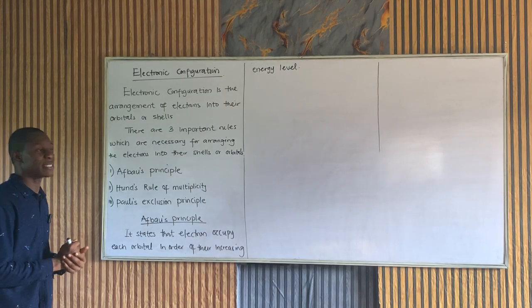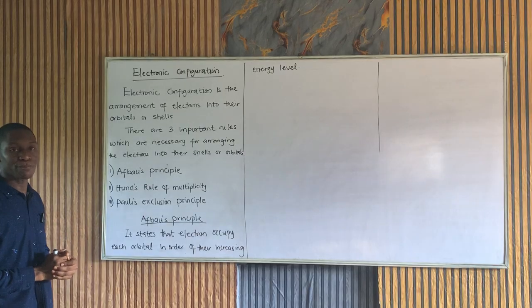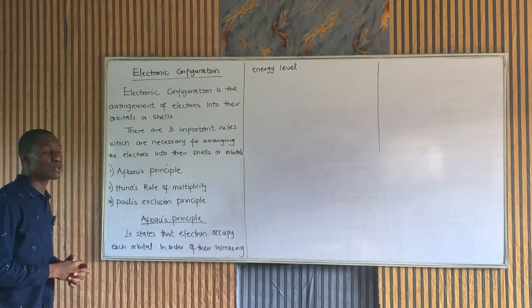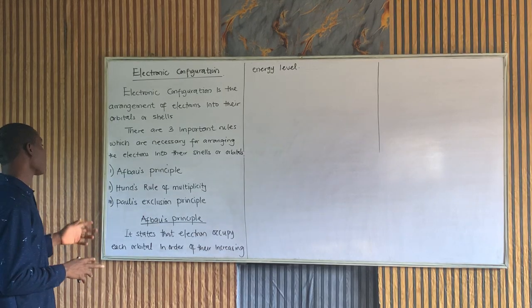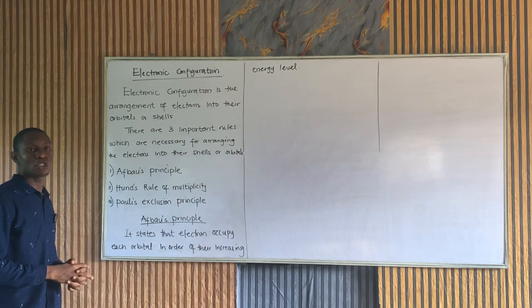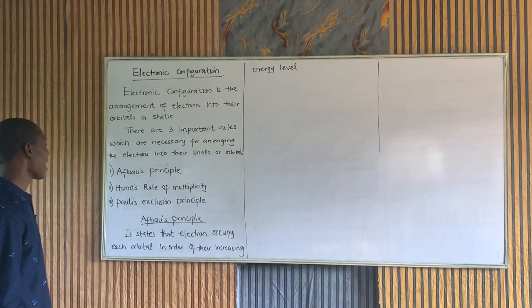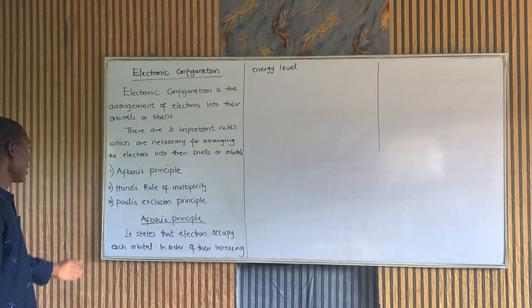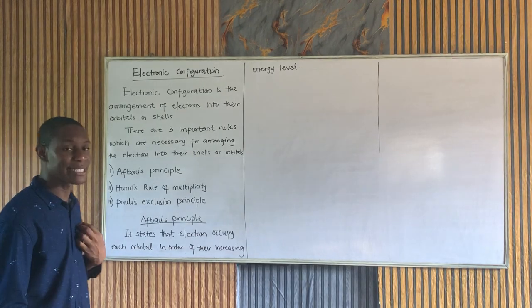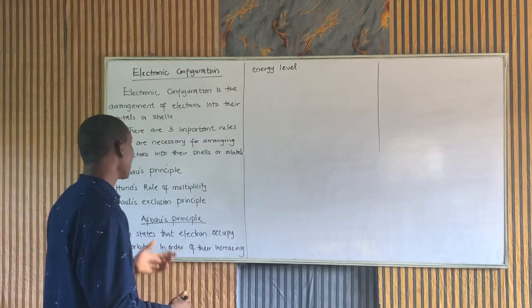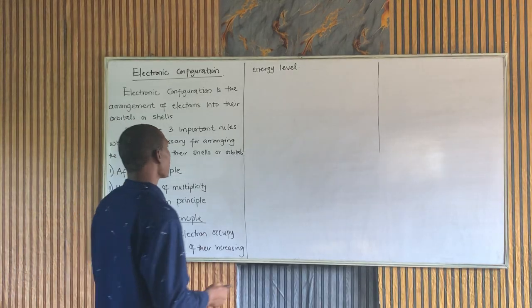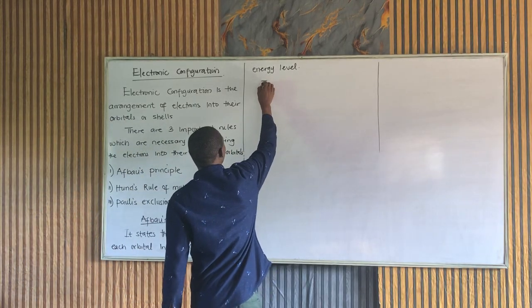The very first one is the Aufbau principle. The second is Hund's rule of multiplicity. The third is the Pauli exclusion principle. So we're going to take all of these principles now. The first one, the Aufbau principle, says that electrons occupy each orbital in order of their increasing energy level. You see, the order of increasing energy level is given below.